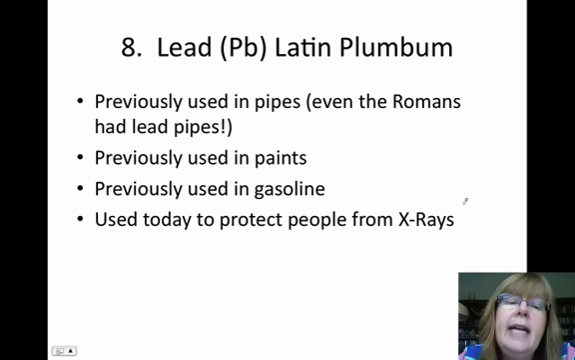And today, it's used to protect you when you're getting x-rays done. If you've ever had dental x-rays, they put that heavy apron on you, and what's inside of it is lead. That lead will stop the x-rays.